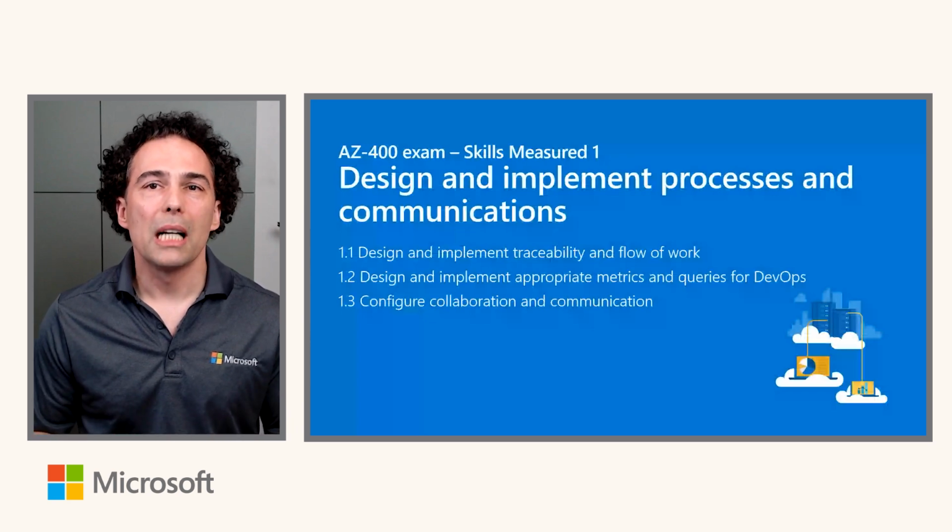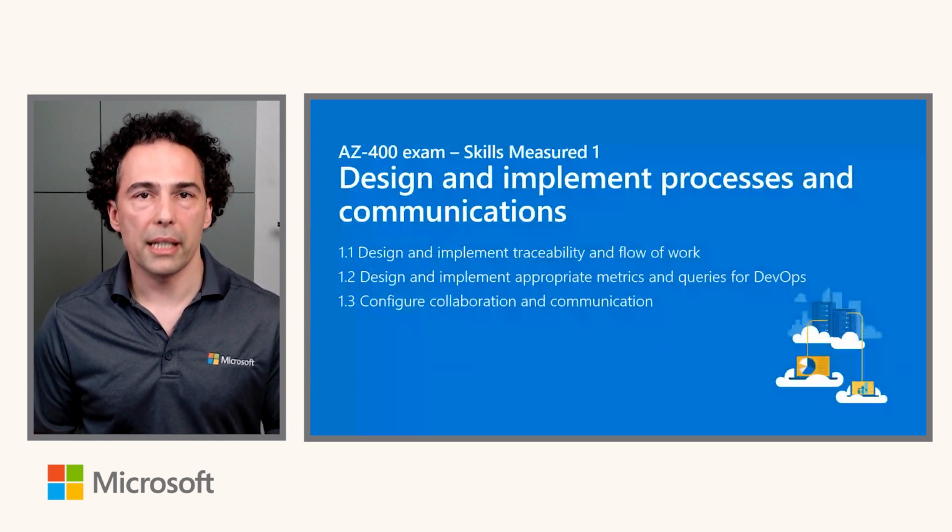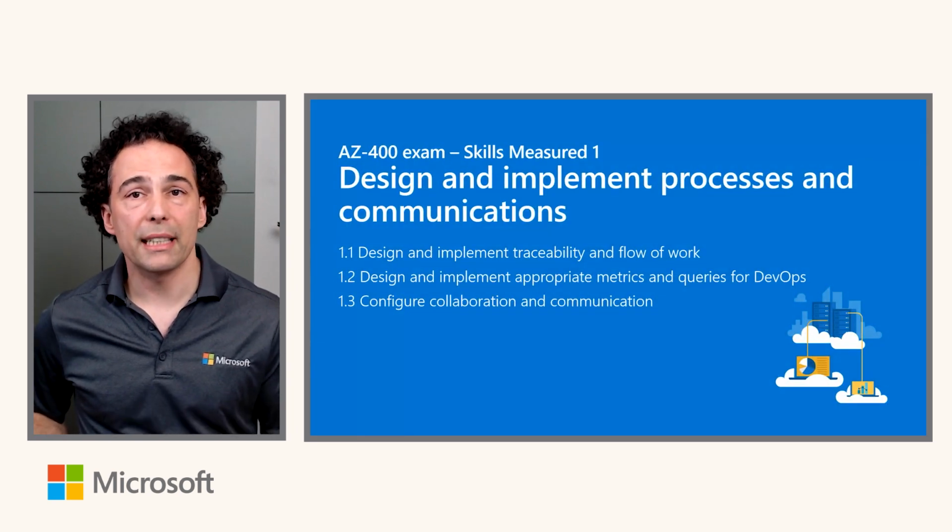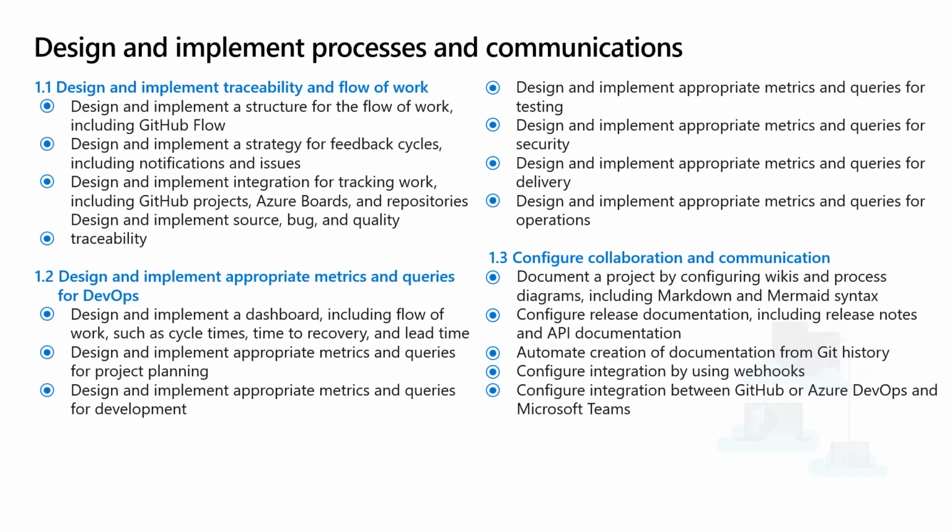Our first group is about designing and implementing processes and communications. In this group, we will revisit how to design and implement traceability and flow of work, design and implement appropriate metrics and queries for DevOps, configure collaboration and communication. Your exam may or may not include a question in any of these areas. This list doesn't cover everything, but it gives you an idea of what to study. It's important to know what's on the exam and what's not, so that you don't study something you don't need. We won't talk about all these topics in this episode. Some of them will be summarized later at the end.